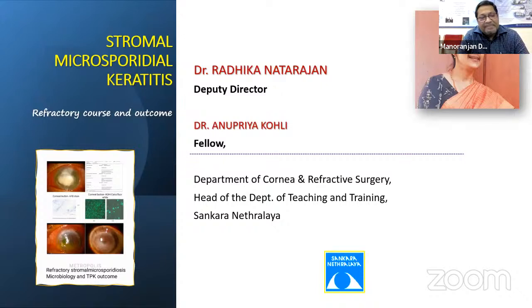Hello, I'm Radhika from Shankar Netralaya. Stromal microsporidiosis keratitis can be a severe and stubborn infection. It looks like a lot of other microbial keratitis, therefore there's a delay in diagnosis, increasing its morbidity. Let us see the case at hand now.